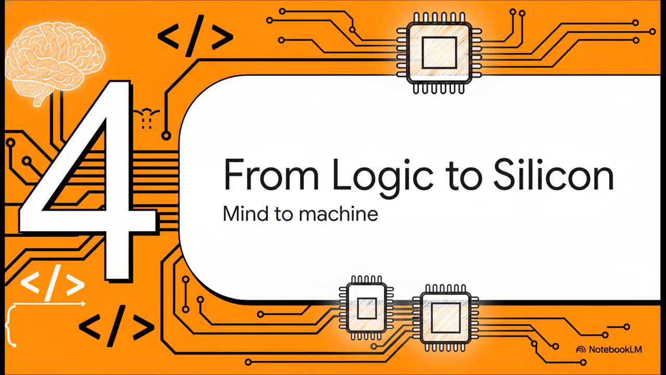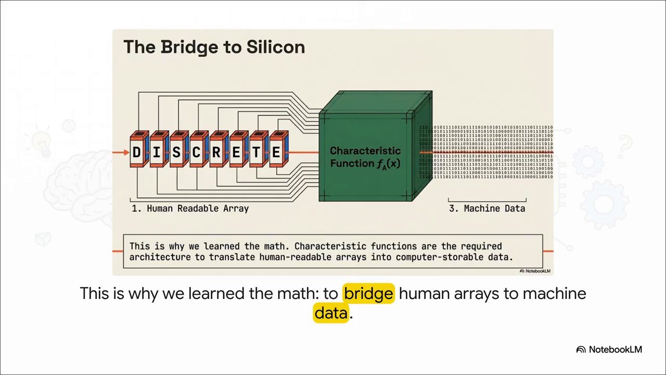Okay, let's bring this all home. In this final section, we're going to see how this all comes together. We're going to connect the code that we've just built in our minds to the actual physical architecture inside our machines. And here it is. This is the aha moment. This is why we learned all that math.